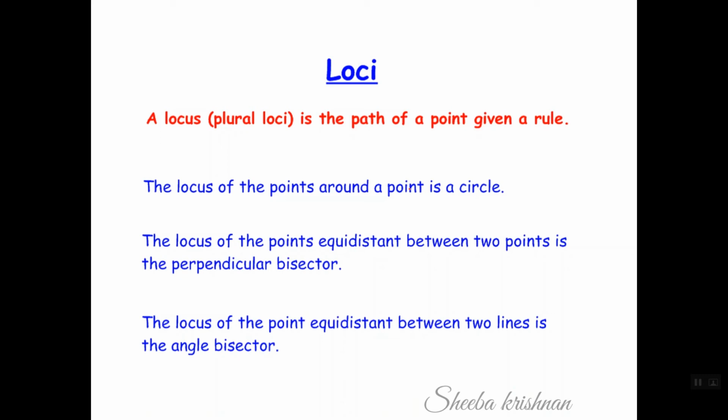A locus is the path of a point given a rule. The locus of the points around a point is a circle. The locus of the points equidistant between two points is the perpendicular bisector. The locus of the points equidistant between two lines is the angle bisector.